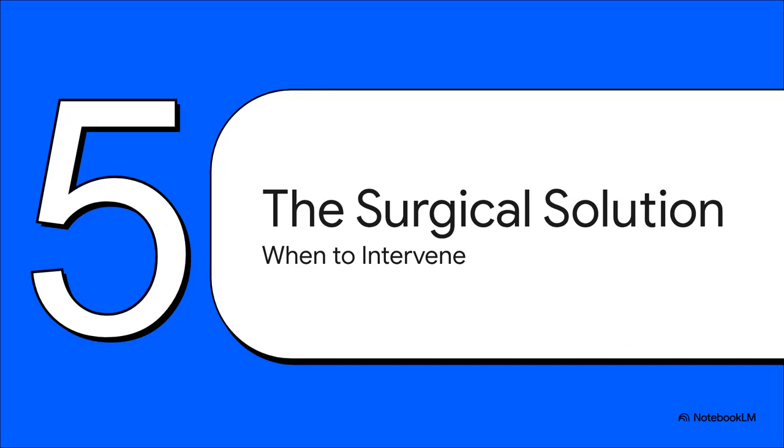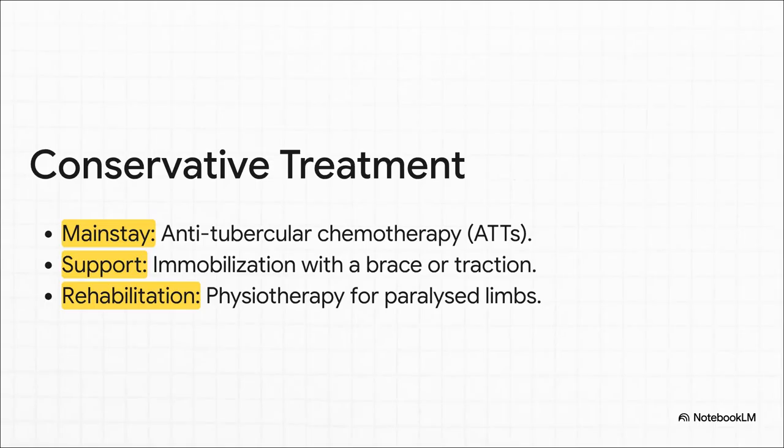So what happens when the prognosis doesn't look so good, or when the first-line treatments just aren't cutting it? Well, that's when surgery enters the picture. It becomes the essential next move to, quite literally, take the pressure off the spinal cord. But, and this is important, doctors don't just jump straight to surgery. The first line of defense is what they call conservative treatment.